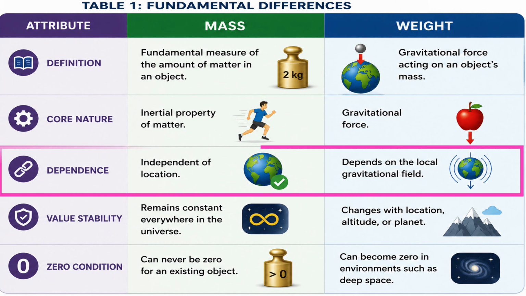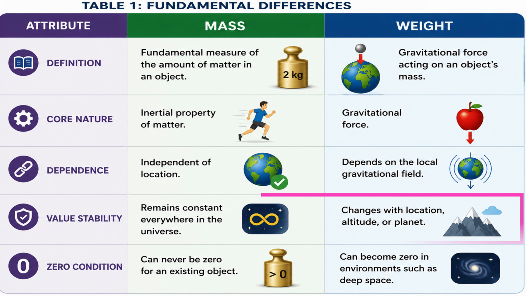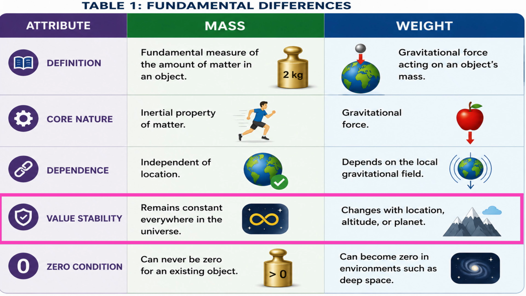Dependence: mass is independent of location. Weight depends on the local gravitational field, so it changes from place to place. Value stability: mass remains constant everywhere in the universe. Weight changes with location, altitude, or planet because gravity is different.